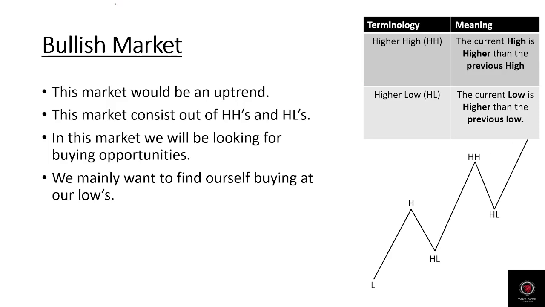Now let's look at the criteria of a bull market over here on the left hand side. This would be an overall uptrend. As you guys can see over there, the overall move is to the upside. This market consists of higher highs and higher lows. So when you see higher highs and higher lows, one thing that needs to click inside your mind would literally be bull market.